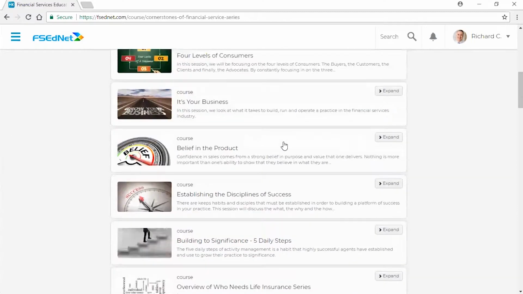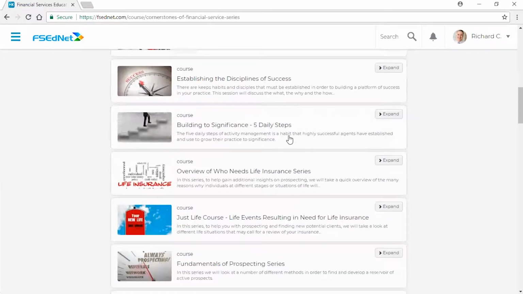Building to Significance, 5 Daily Habits, will focus on planning your work and working your plan. But more importantly, we will provide you with 5 specific daily steps in activity management that will provide a platform for you to take control of your business and not let things fall between the cracks.